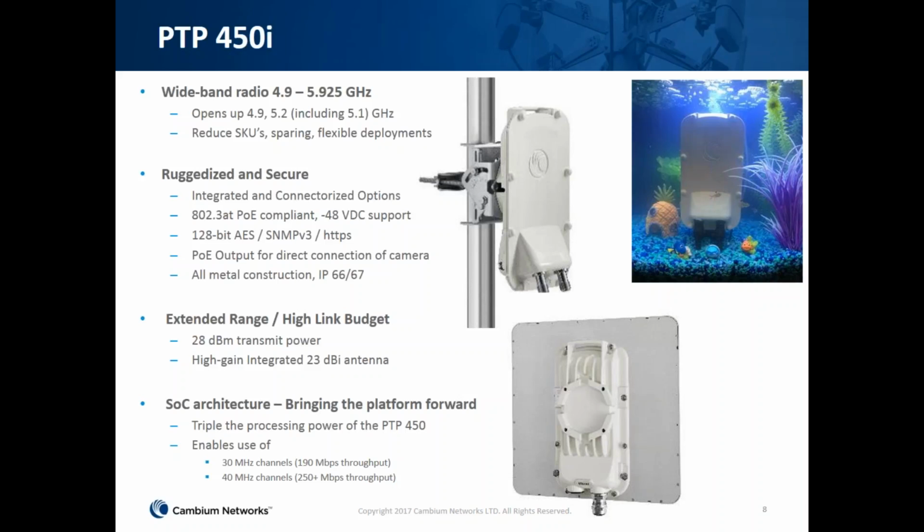The radio performance itself on the 450i is actually quite strong. It's a 28 dBm transmit power. It's got that integrated 23 dBi gain antenna. And we've also incorporated some dynamic interference filtering with this product. So it actually does quite well with adjacent channel interference and the performance in noisy environments. Very solid radio, performs quite well, and you've got a lot of flexibility with the channel bandwidths and the channel spectrum availability.